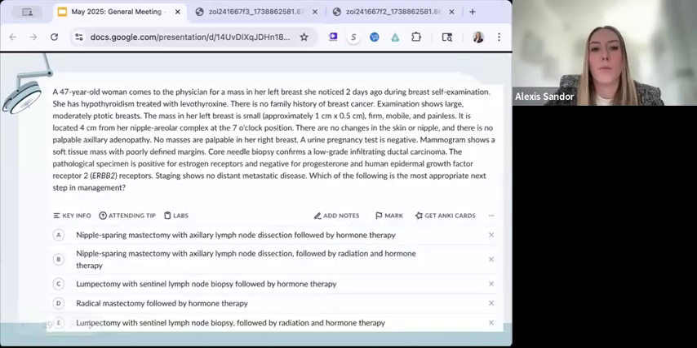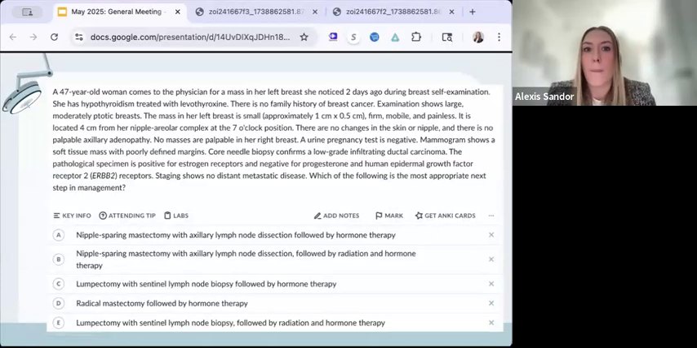Okay, guys, I have one more question for you. These breast ones are pretty long, so I'm sorry these vignettes are long. So a 47-year-old woman comes to the physician for a mass in her left breast that she noticed 2 days ago during breast self-examination. She has hypothyroidism treated with levothyroxine. There is no family history of breast cancer.